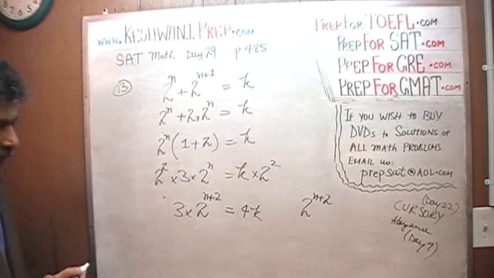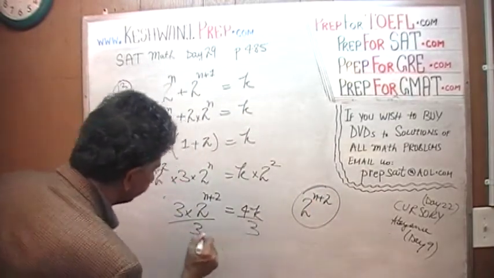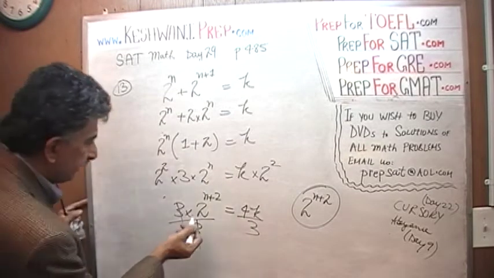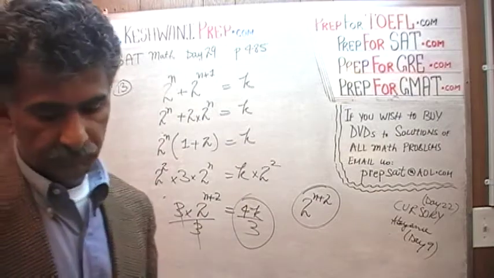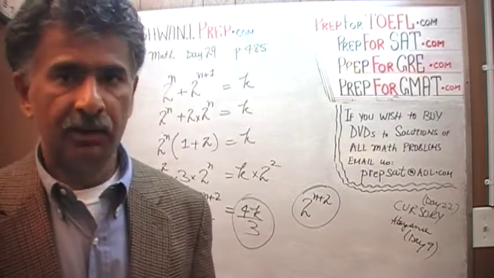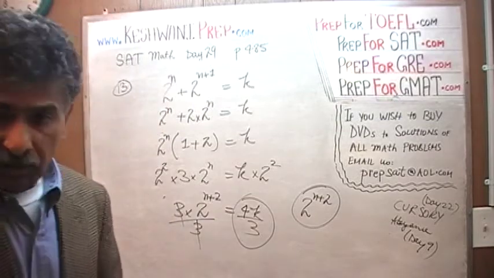Almost done. We are interested in this part. So let's divide both sides by 3, and we find that 2 raised to n plus 2 equals 4/3 k, which is exactly what we found in a non-algebraic way. The answer is B. Let's do the last problem on the page, okay?